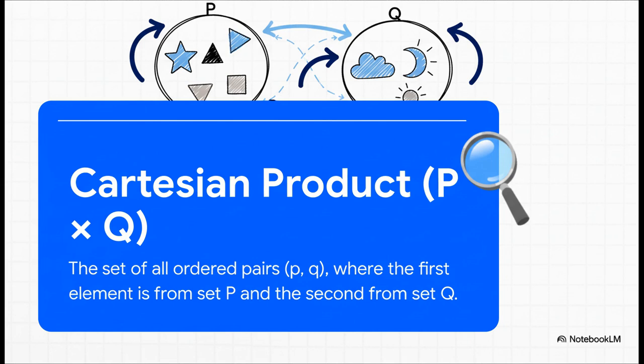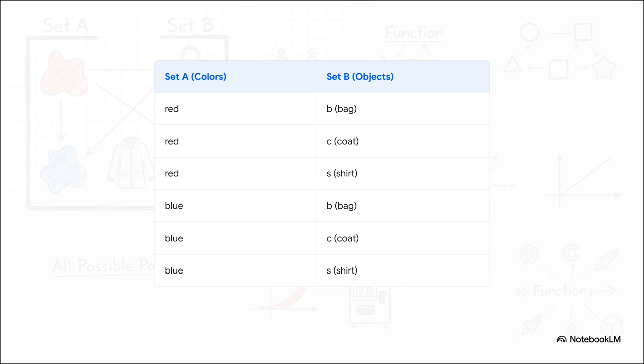Now, this whole process of making all the possible pairs has a fancy name. It's called the Cartesian product. You'll see it written as A cross B. And here's the really important part. These are ordered pairs. That just means the thing from the first set, or set A, always comes first. So we'll get a pair like red bag, but we'll never get bag red, because bag just isn't in our first group of things. And voila, here they all are.